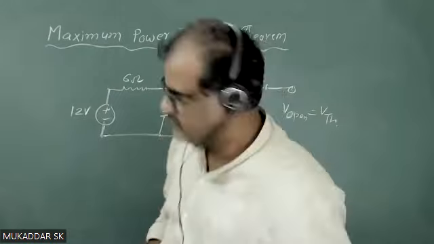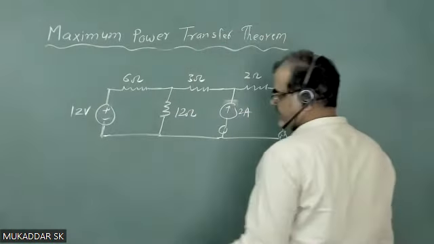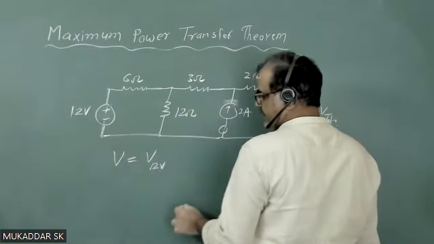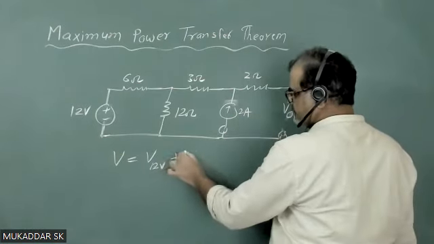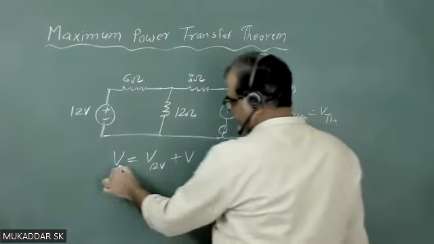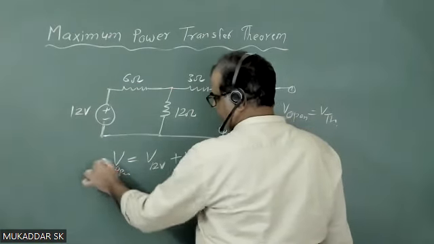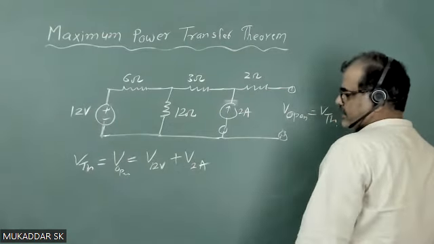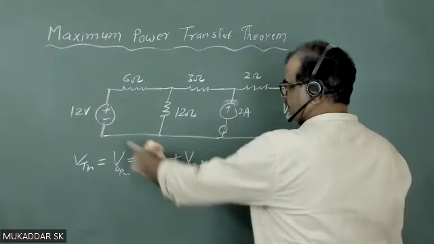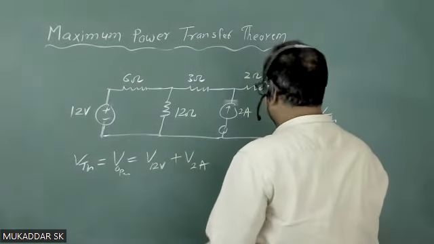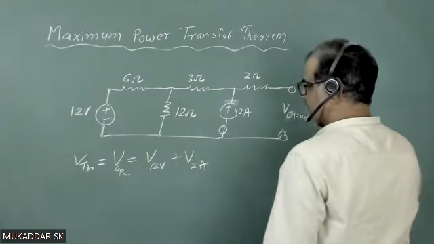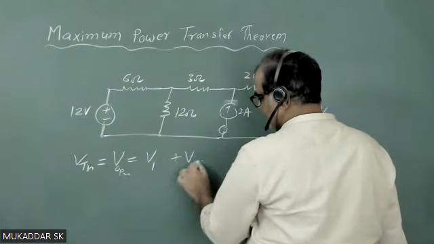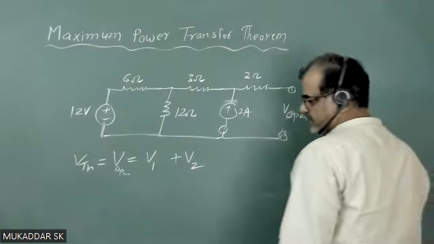So the total voltage across here, V open, due to this 12 volt battery and due to this 2 ampere current source, will give me V Thevenin. So V open equals V Thevenin. Let us first calculate the voltage due to this battery across here. Let us say this is V1, because a 12 ohm resistance is there, so the symbol may be confusing.